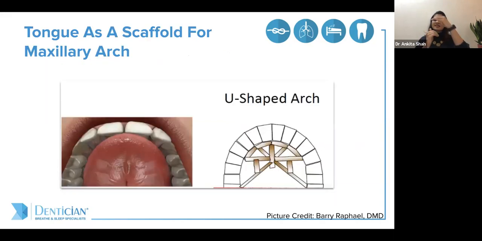So when the tongue is sitting high up on the palate, you're going to get a nice wide U-shaped arch. And if you remember what I said in the beginning, we have a nice wide U-shaped arch. We have a nice wide nasal cavity. Now, you should remember that a tongue can exert 500 grams of force, whereas what do we do with braces? We apply only 1.7 grams of force. So the tongue is your natural palatal expander.